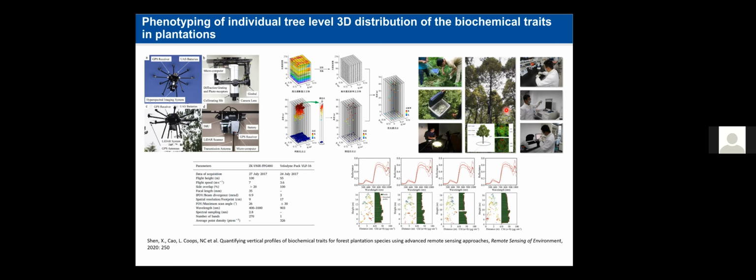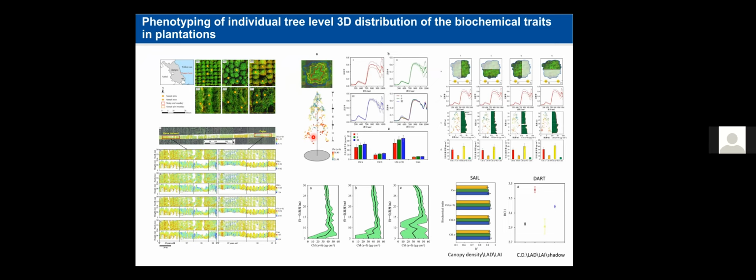So this is the result. We can see the individual tree three-dimensional distribution of the biochemical traits. But also for the stand, we can see the spatial distribution of the chlorophyll. And also we can see the change of different ages of trees, the change of their vertical distribution of chlorophyll. And also we test the result, whether it will be influenced by the canopy density or by the shadow.